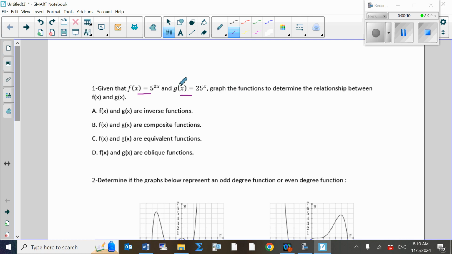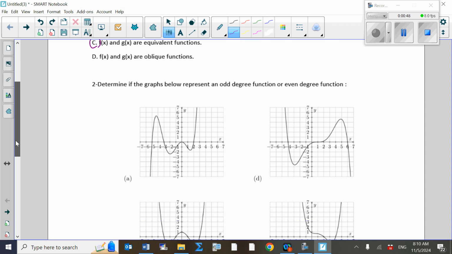Even without graphing, we can say what the relation is, because I know that 25 is 5 to the power of x, so g of x could be written as, instead of 25, I write 5 squared to the power of x. Now we know if we have power of power, we multiply the power. So this could be written as 5 to the power of 2x, and we see that this is equal to f of x. So they are equivalent functions.